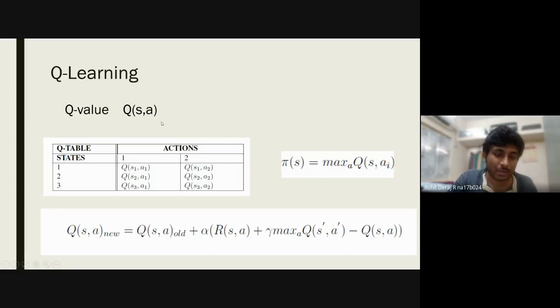How does the agent take a particular action using Q values? By comparing them. Say the agent is in state S2. It compares the Q values of actions A1 and A2, and takes the action corresponding to the maximum Q value.